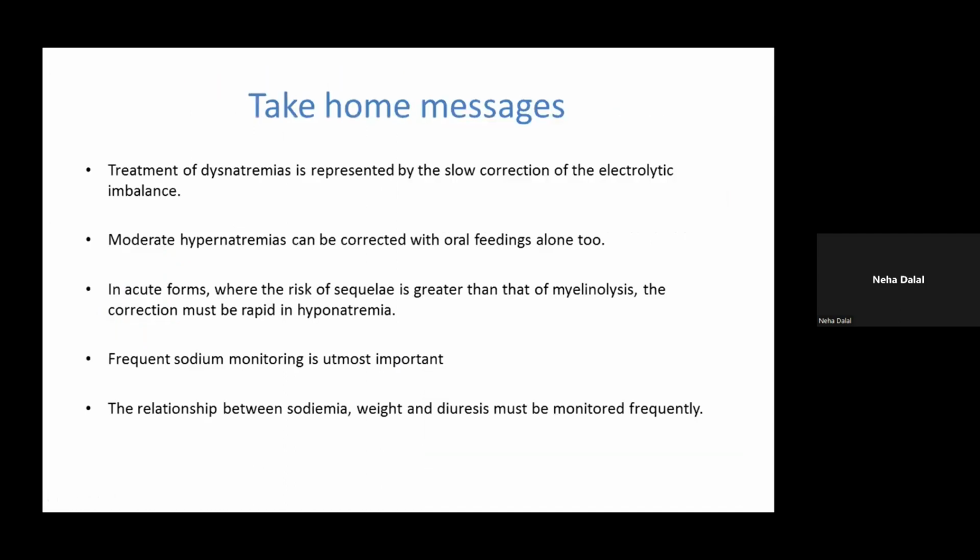No need to learn those difficult calculations if you are finding them hard. Take home messages from this case presentation and session on hyponatremia are that the treatment of dysnatremia is always and always represented by slow correction of electrolytes. Mild to moderate hyponatremias in hemodynamically stable babies can be corrected with oral feedings alone, where there is no need for IV fluid. In acute forms of hyponatremia, when we think the risk of sequelae is greater than that of myelinolysis, then rapid correction has to be given.